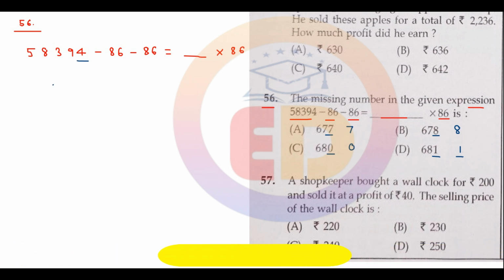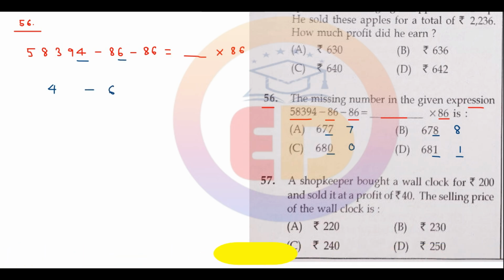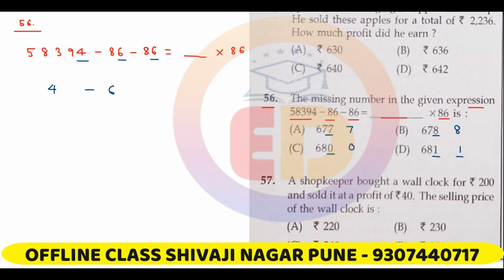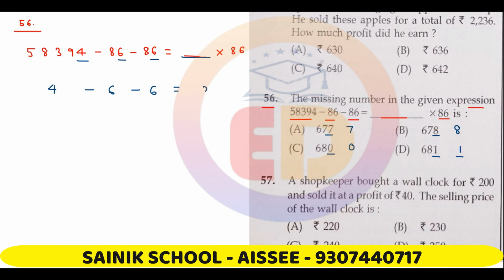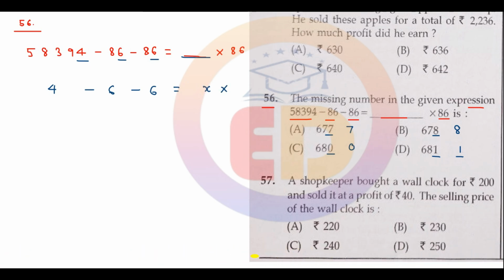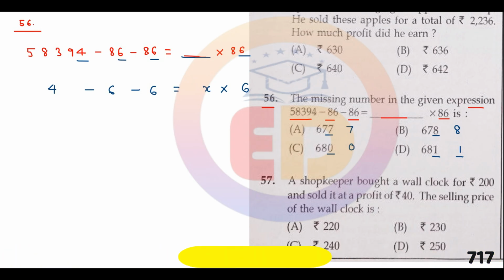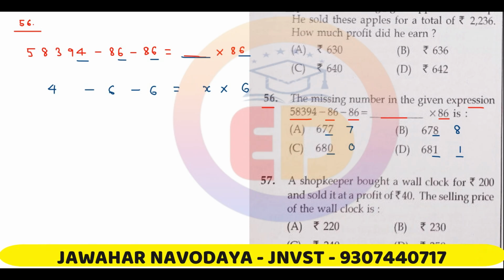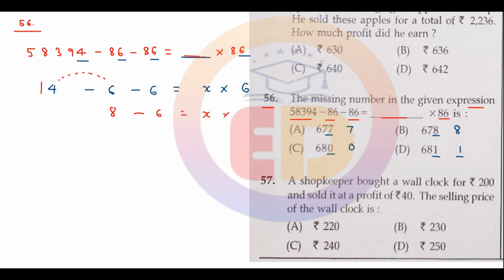58,394 ones place is 4. 86 ones place is 6. Again 86 ones place is 6. This is our answer. Let us take its ones place as x, multiplied by 86 ones place is 6. Now how do we subtract 6 from 4? Very simple, make 4 into 14. 14 minus 6 is 8. 8 minus 6 equals x into 6. Now 8 minus 6 is 2.